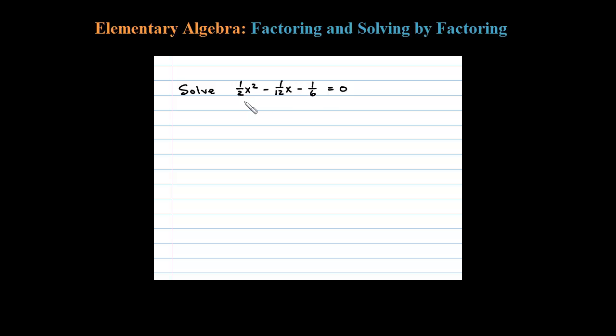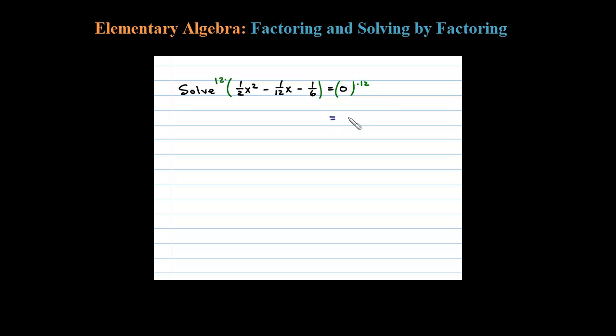Here we're asked to solve a quadratic that's already equal to 0, but notice we have fractional coefficients. Whenever you have an equation, you can always clear the fractions by simply multiplying both sides of the equation by the LCD. Okay, in this case, if we multiply both sides by 12, we should be able to clear the fractions.